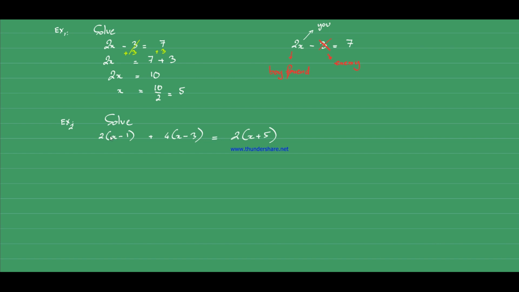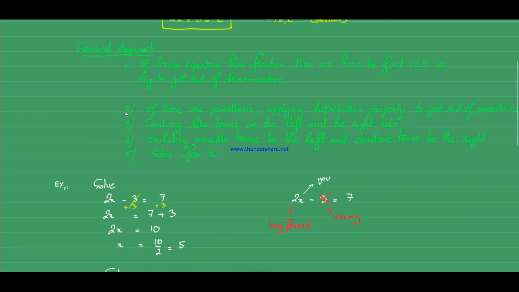So you go ahead and multiply them in: 2 times x is 2x, 2 times negative 1. Don't forget the sign. You're going to multiply the sign, so positive times negative 2 is negative. Positive 4 times x is positive 4x. Positive 4 times negative 3 is negative 12. 2 times x is 2x. 2 times 5 is positive 10. Alright, so you see that there are no more parentheses, so we already finished the second step.